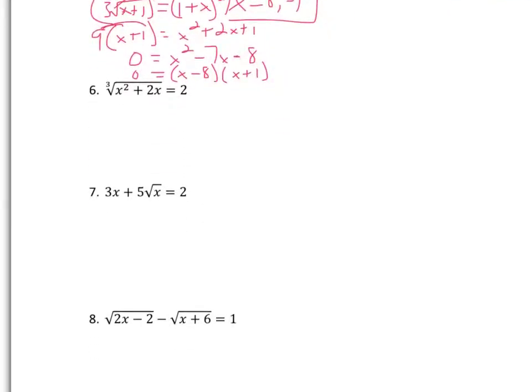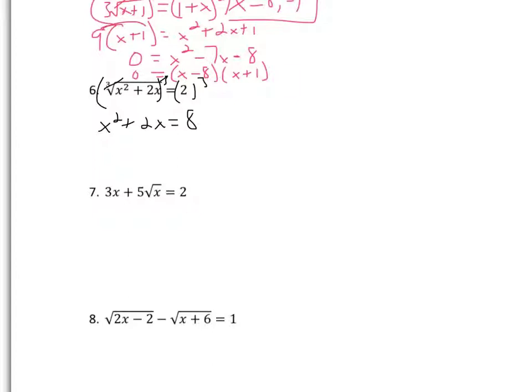Number 6 here. Okay, we're already isolated. This one is going to be one where we have to cube both sides because we see our index here is a 3. Okay, so we're going to cube both sides right away. All right, cube and the cube root go away. We've got x squared plus 2x on this side. And 2 cubed is 8.